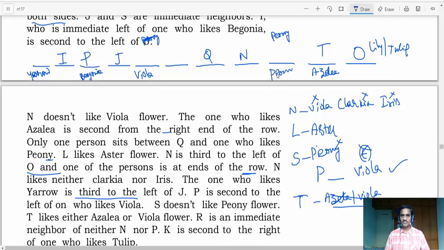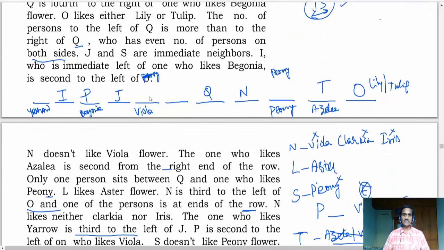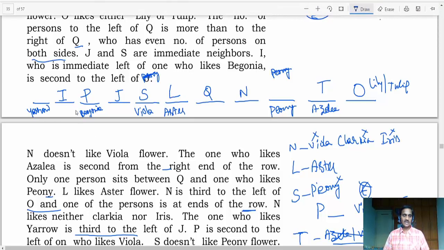If P is here and S likes L, J and S are adjacent to each other. J is already here, so S must be here. P and viola are done. L is aster. L cannot come here because P is there, hence L is here. Then what is the order we have? As of now I, P, J, S, L, Q, N.